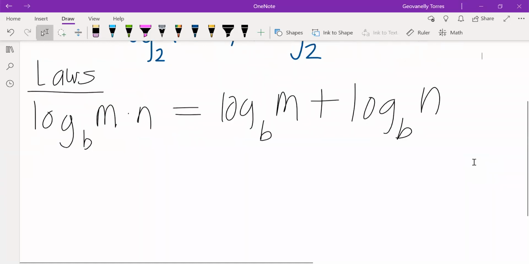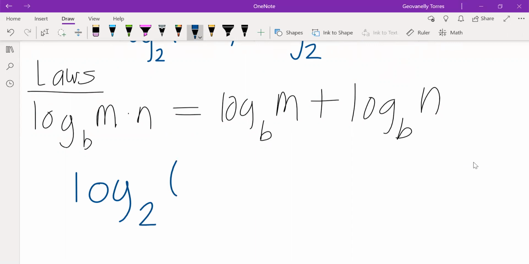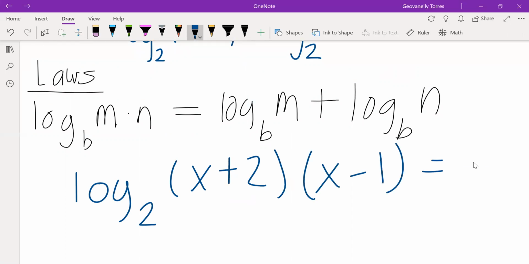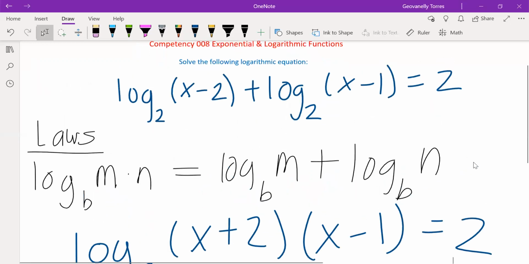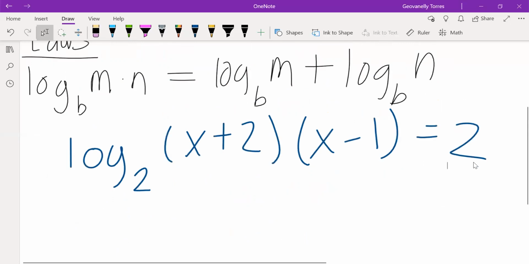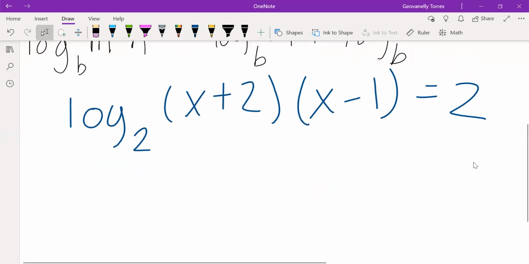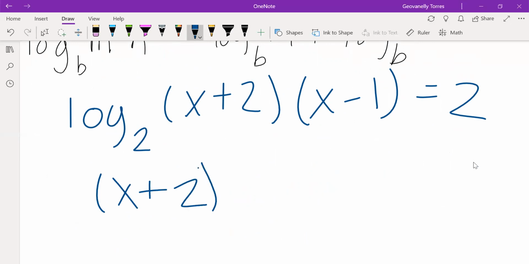So here we would have log base 2 of (x plus 2) times (x minus 1) equals 2. So here we just combine them using the product rule. And here, this will become (x plus 2) times (x minus 1) equals 2 squared.